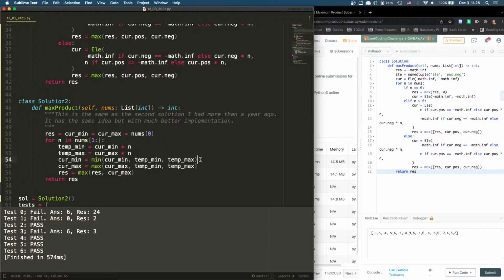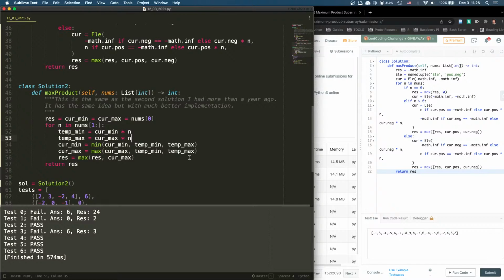This should be the true min value. But it depends, right? If n is a negative value, this one will give me more negative. It shouldn't be just current min. I have to compare to this one as well. The result is 24. How? It's 2 times 3 and then times 4. Oh, I skipped. Why would this solution skip?